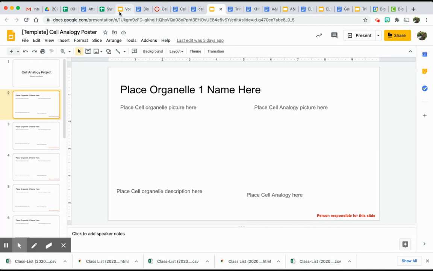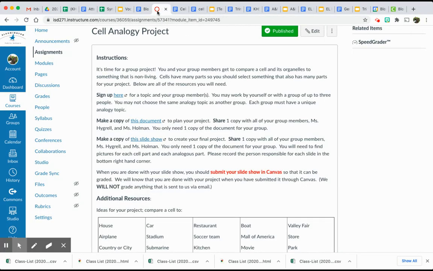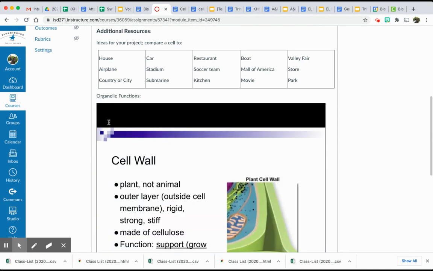So if you have several people who are working on your project, you should divide it up evenly. If there's 2 people, you should each do 6 slides. If there's 3 people, you should each do 4 slides, things like that. When you're finished with your project, you can turn it in.